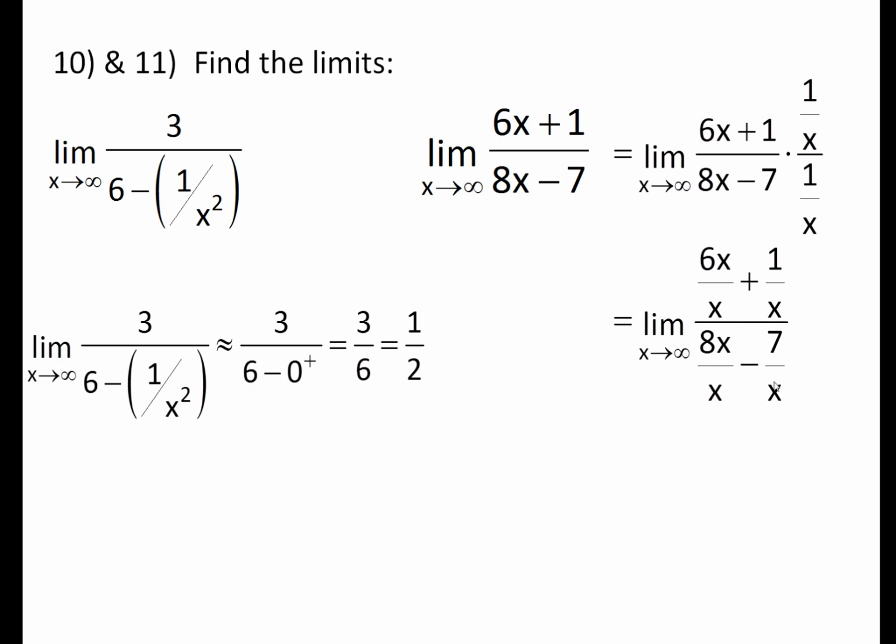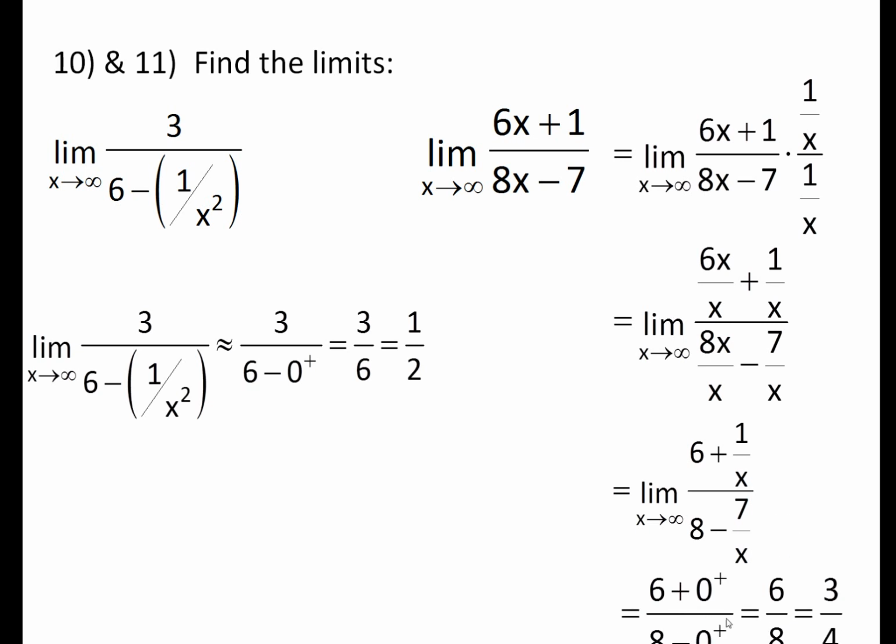And so what happens in that case is, here's the algebra. You get this expression. And so x over x is a 1 for all values of x not equal to 0, but we're not interested in behavior at x equal to 0 here. So this is the result. And as x goes to infinity, this term 1/x goes to 0, and this term 7/x goes to 0. So in the limit, you end up with 6/8 or 3/4.